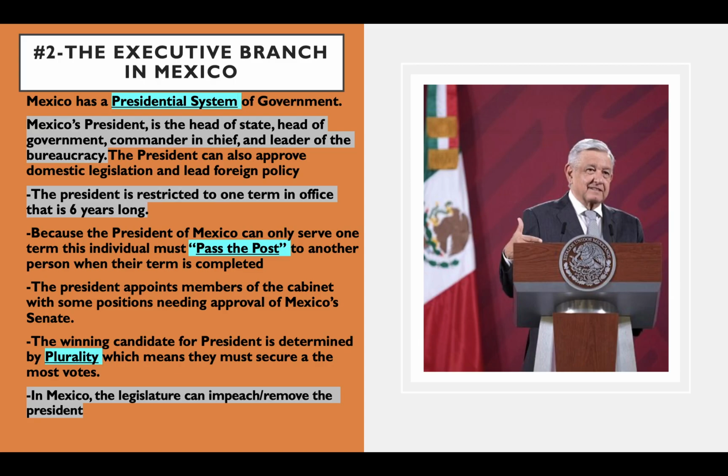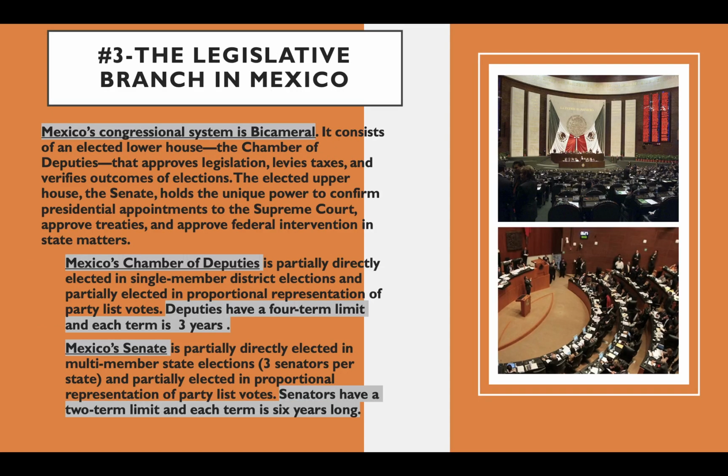You need to know that in Mexico they have 6 years for every presidential election. The legislative branch is bicameral. You have the upper house, which is the Senate, and the lower house, which is the Chamber of Deputies. Everything has term limits.